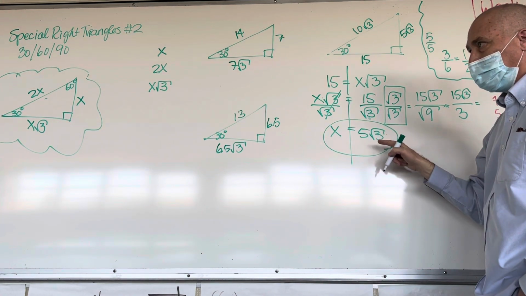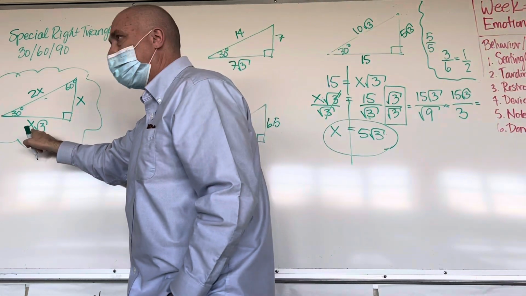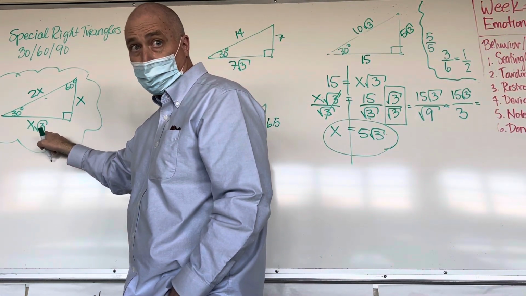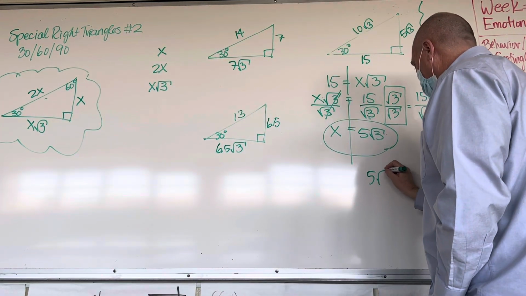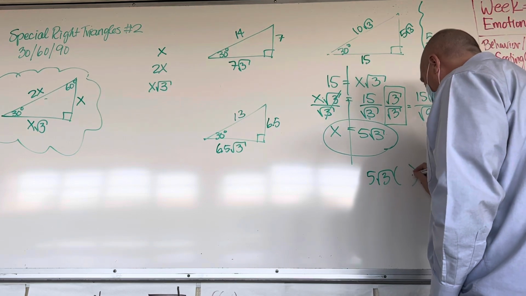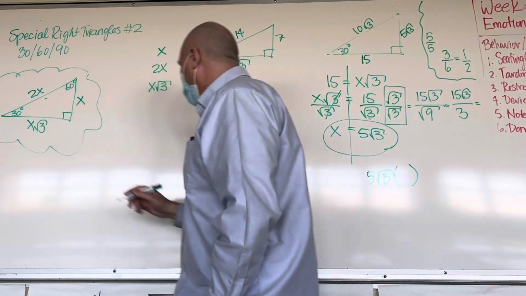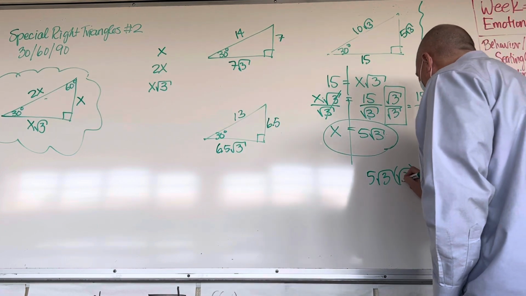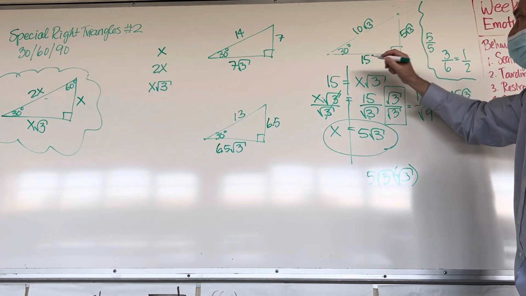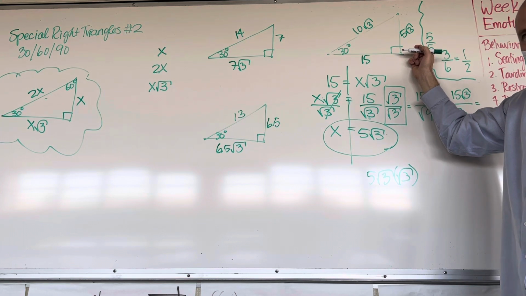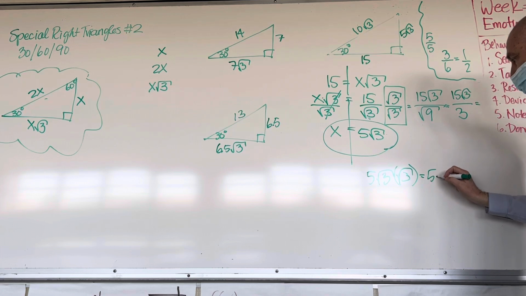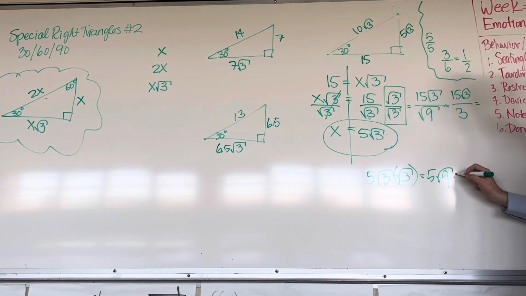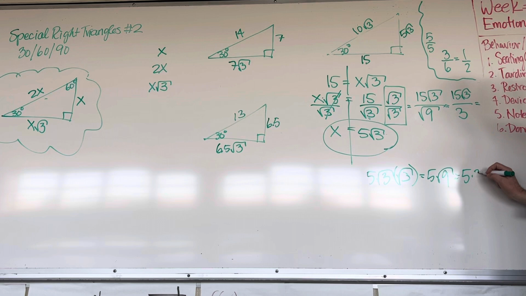If this is x, then I should be able to drop it into this setup, x times radical 3, and when I multiply, 5 radical 3 is x, right? And now I'm multiplying it by radical 3. I should get 15 as the length of that side. Does that make sense? So what is radical 3 times radical 3? It's 5 times radical 9. What's radical 9? 5 times 3. What's 5 times 3? 15.